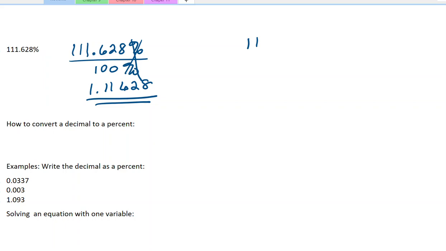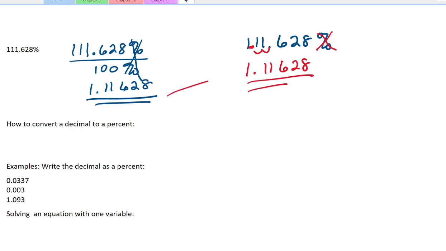The 111 and 628%. Okay, I'm going to cross out my percent. I'm going to go where the decimal is and go 2 places and put a decimal. That makes the answer 1 and 11628, and this is millionths in a decimal. See how we match. Whichever way you want to go is okay.